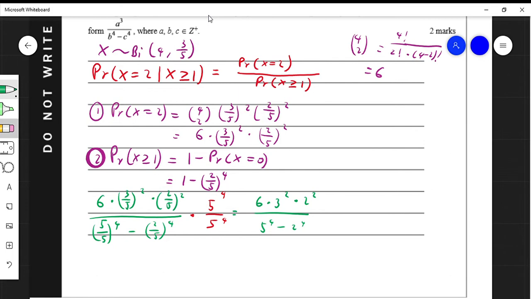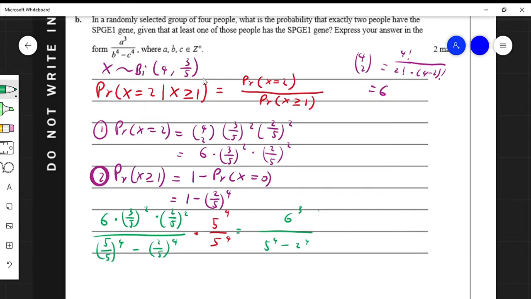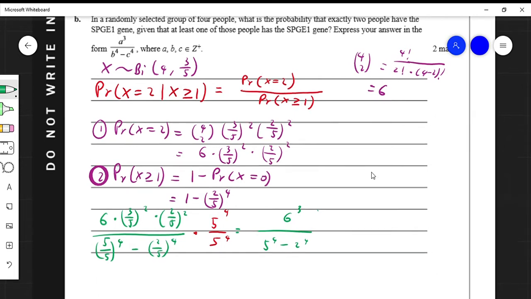So if we wrote all this out, you can get 6 times 3 times 3 times 2 times 2, and then you can collect them to turn each of them into 6 times 6, and then 6 times 6 times 6 is the same as 6 cubed. And then we've got it in the right form. So here, a equals 6, b equals 5, c equals 2. You don't need to say that though, because it just says express it in that form.